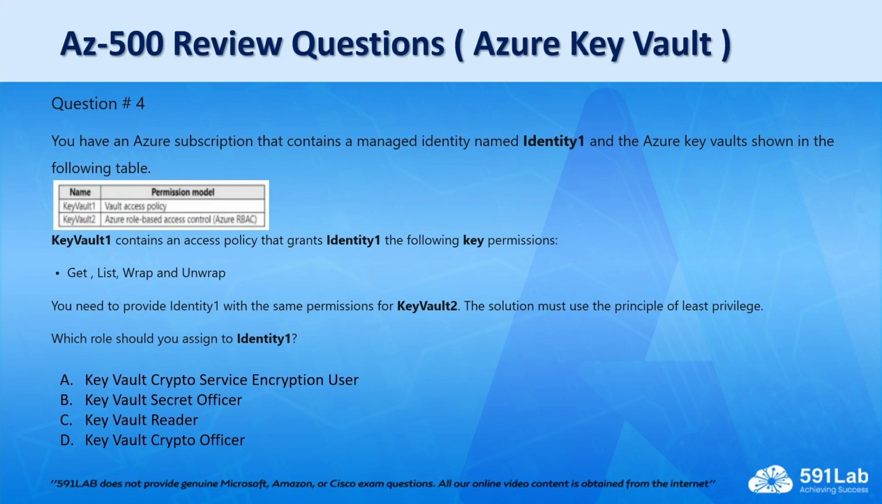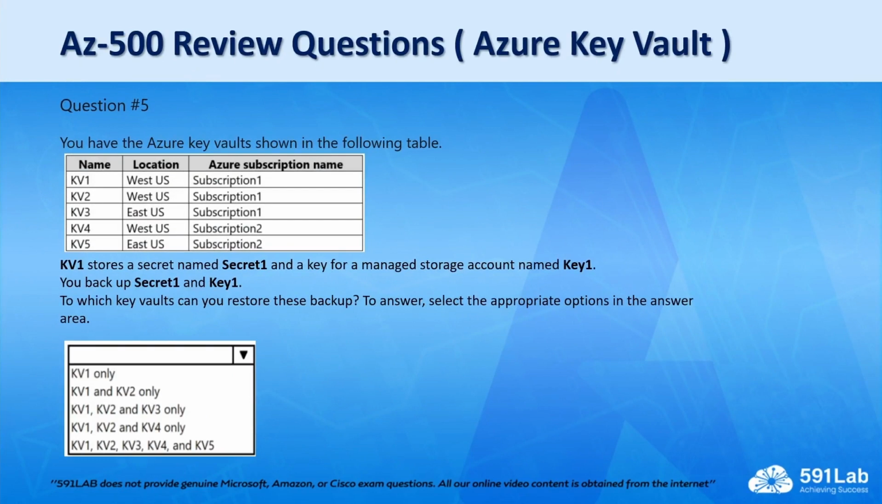Okay. Now Key Vault 1 contains an access policy that grants identity 1 the following key permission. So here we need to understand the key permission, which means you have the Azure Key Vaults shown in the following table. So we have 5 Azure Key Vaults, and Key Vault 1 and 2 belong to West US and subscription 1. Key Vault 3 belongs to East US and subscription 1. Key Vault 4 and 5 belong to West US and East US but to subscription 2. Okay. Now Key Vault 1 stores a secret named secret1 and a managed storage account named key1.